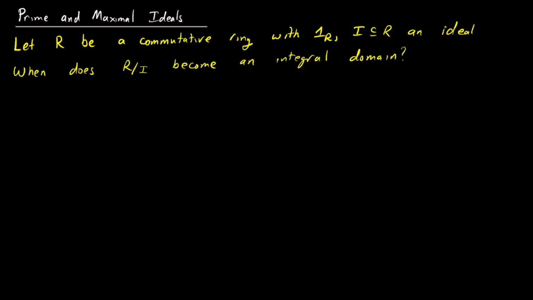What conditions does I need to satisfy for R mod I to be an integral domain? And when does R mod I become a field? So what conditions does I need to satisfy in order for R mod I to be a field? So we'll start with a motivating example.